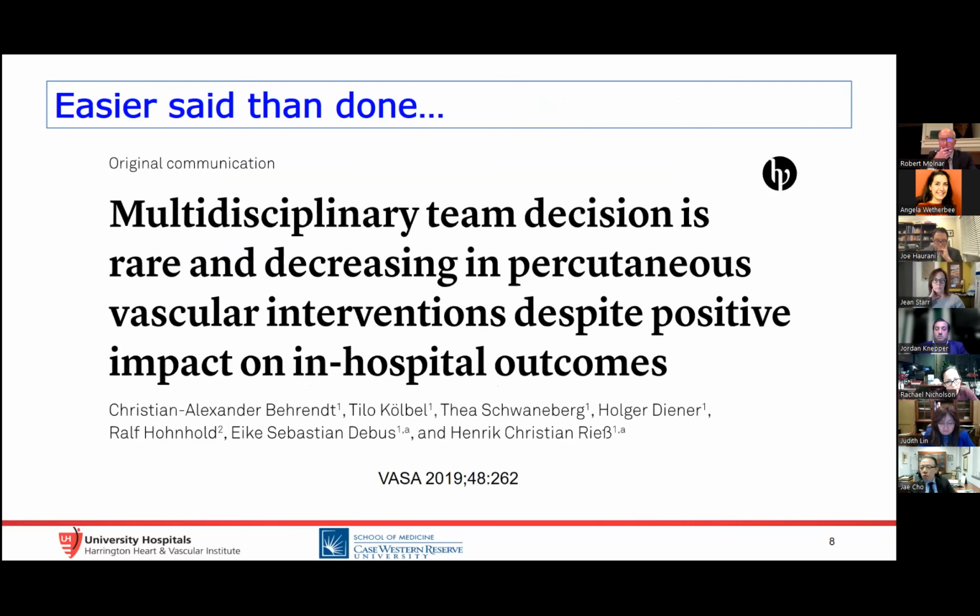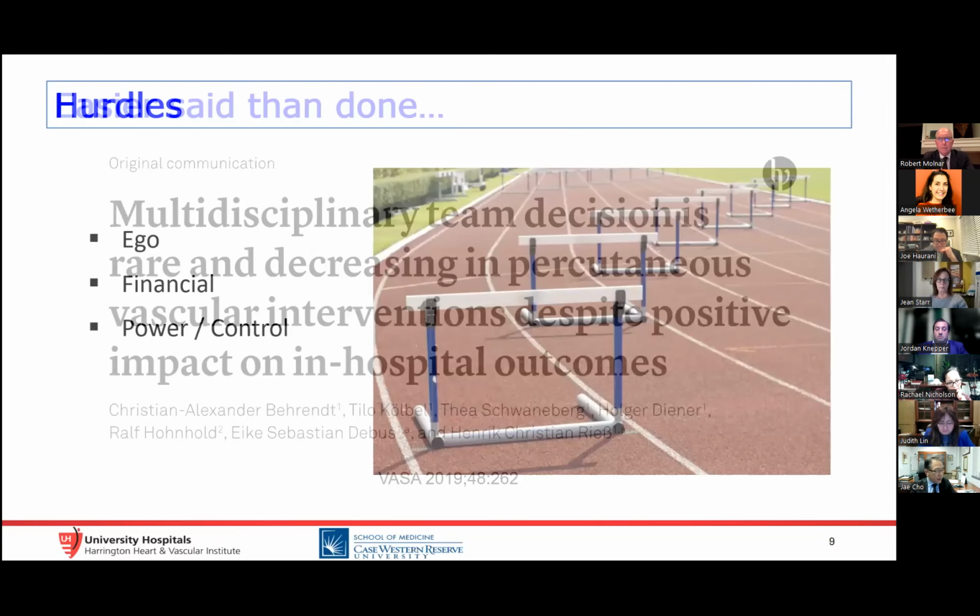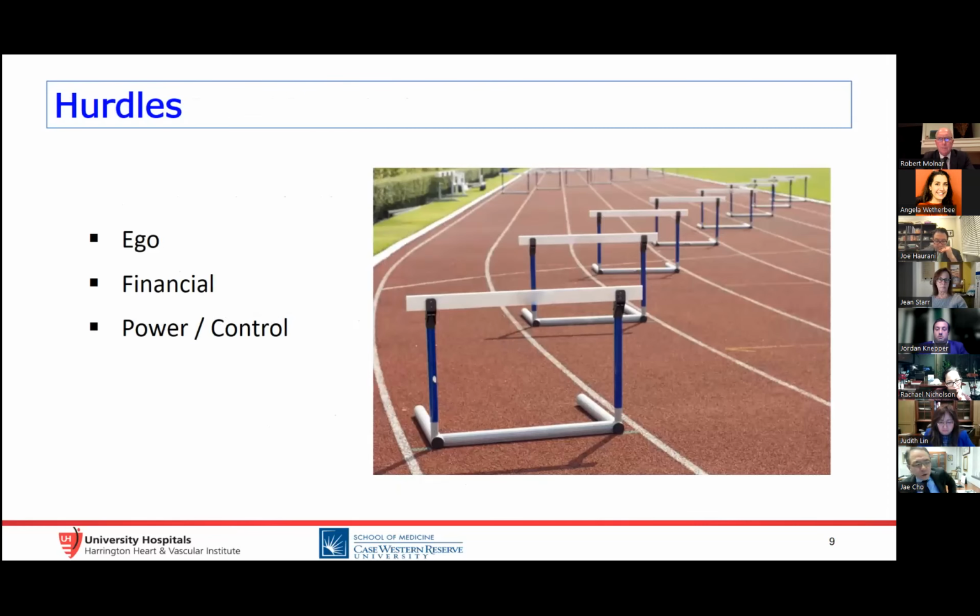However, it is not easy to form and maintain multidisciplinary team approach. We all have most likely personally witnessed or experienced the difficulties with forging such a relationship, especially a lasting working relationship. There was actually a paper recently that described a decreasing utilization of a multidisciplinary approach despite the beneficial effects on the outcomes. And that is because we are all humans and we have our own issues that we have to overcome, listed here. But we have to rise above these issues and overcome these hurdles.